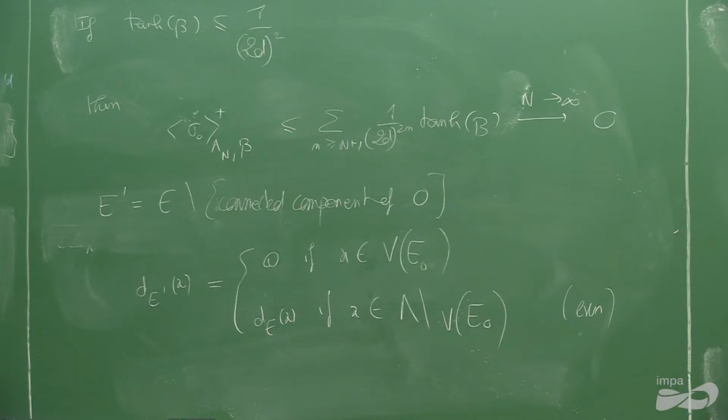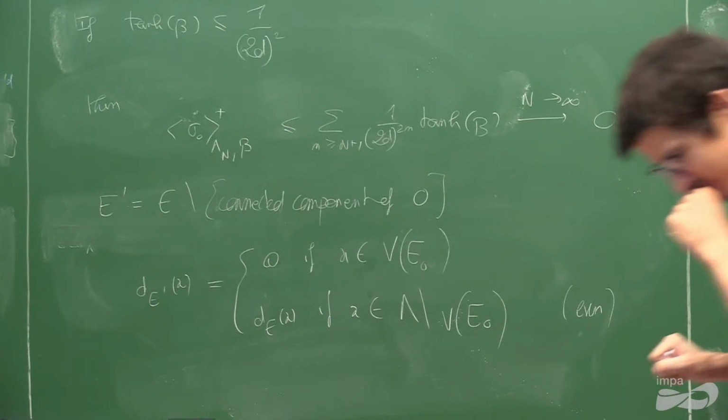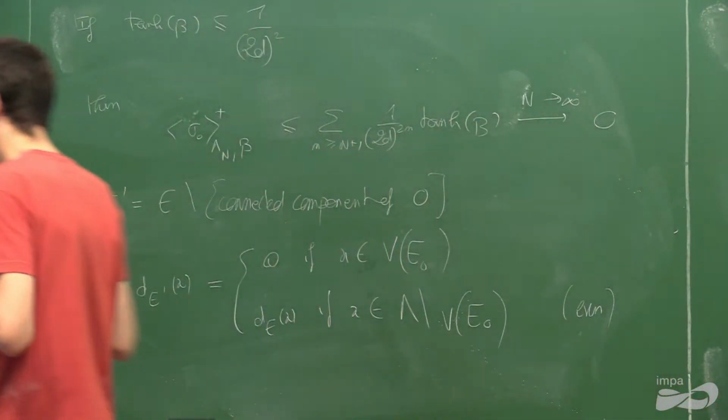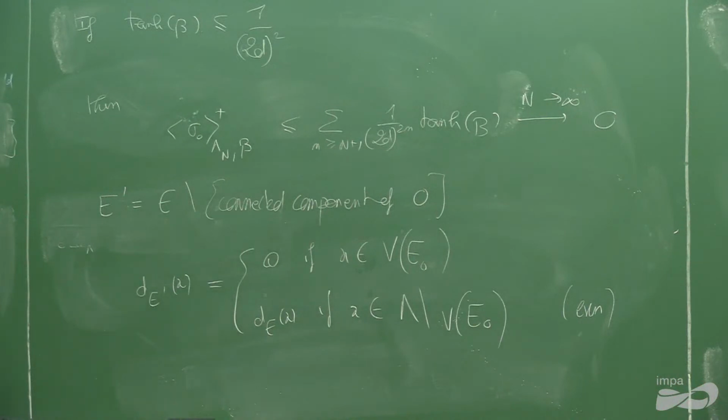And from here you get this kind of general intuition that in statistical mechanics, when things go to 0, very often they have to go to 0 exponentially fast.